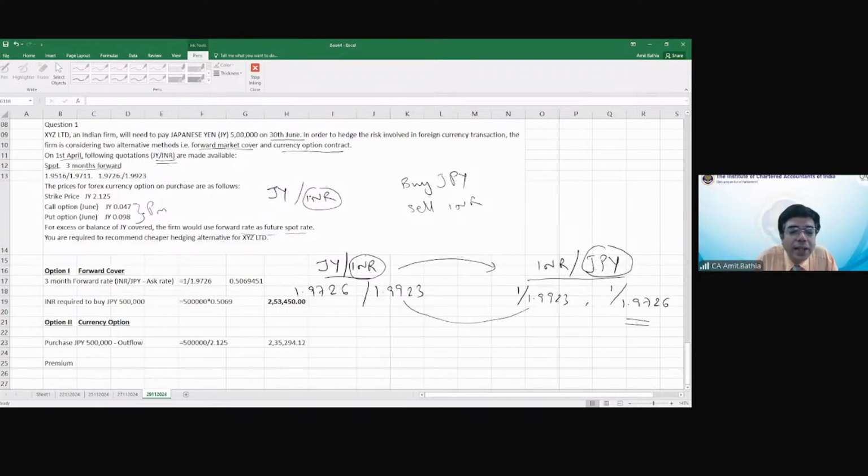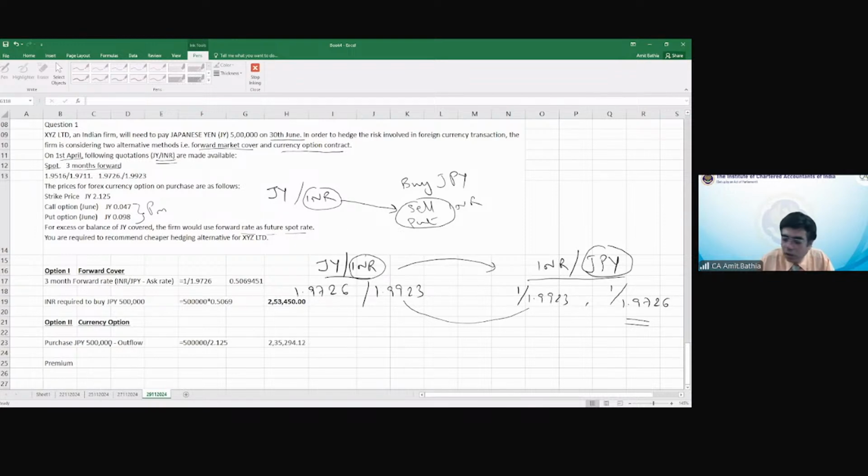This contract has INR as the base price. So you should be buying or selling? Selling. INR is the currency in which you are taking the basic position. So I will say sell INR, which would indirectly mean I am going to buy JPY. So I need which option? Call option or put option? Put option. So my premium over here has to be computed as per put option, right?